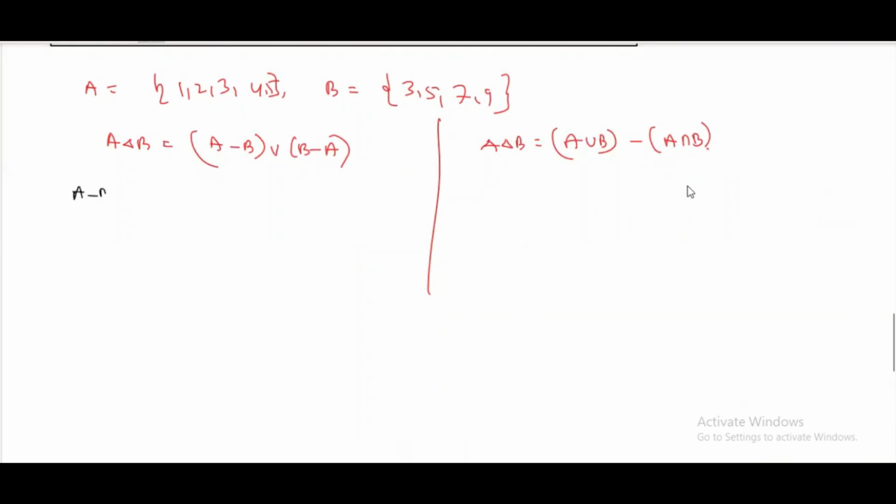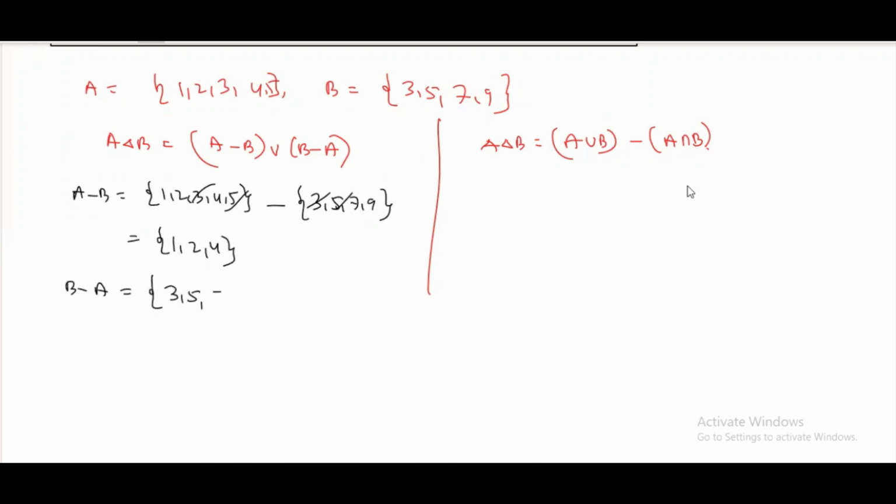First, what is A minus B? A minus B is 1, 2, 3, 4, 5 minus 3, 5, 7, 9. In both, 3, 5 is cancelled. So A minus B is 1, 2, 4. In a similar way, how can I find B minus A? It is 3, 5, 7, 9 minus 1, 2, 3, 4, 5. 3, 5 is cancelled in both. Then the remaining elements are 7, 9. So this is B minus A.